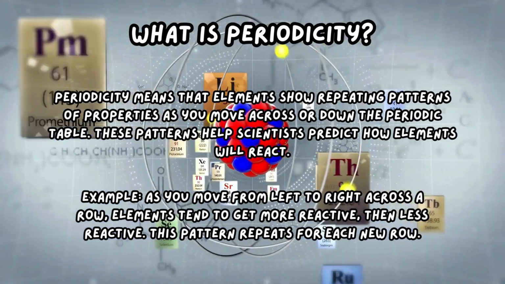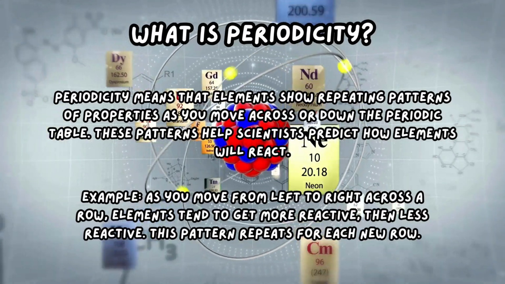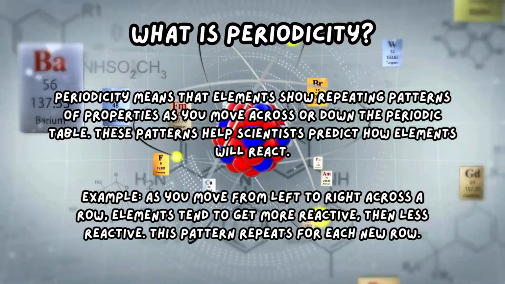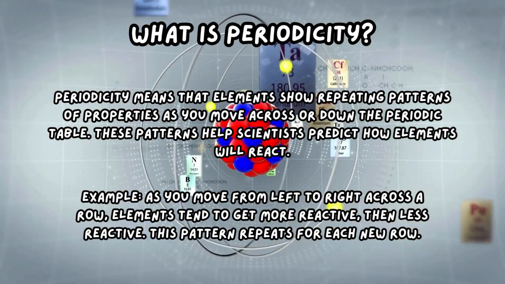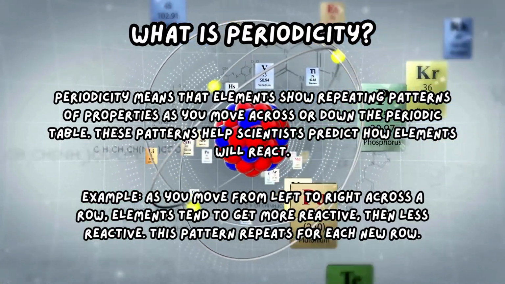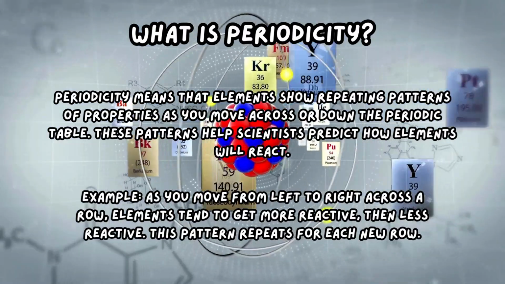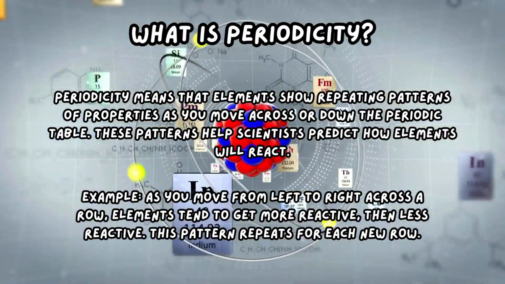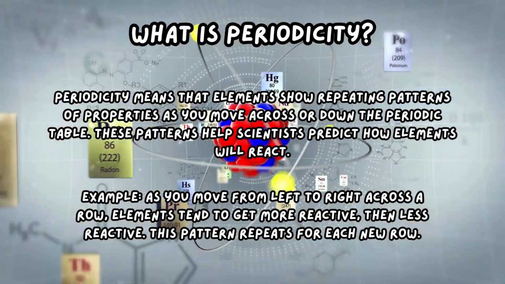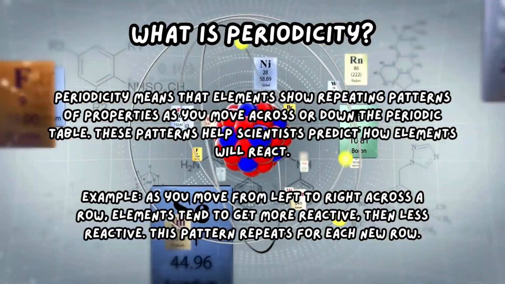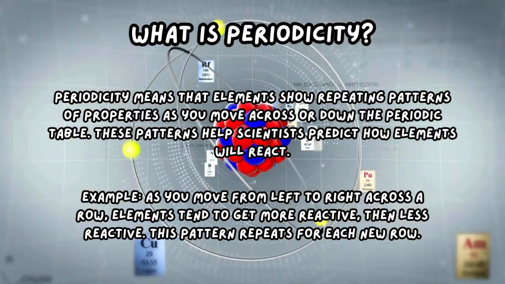What is periodicity? Periodicity means that elements show repeating patterns or properties as you move across or down the periodic table. These patterns help scientists predict how elements will react. Example, as you move from left to right across a row, elements tend to get more reactive, then less reactive. This pattern repeats for each new row.